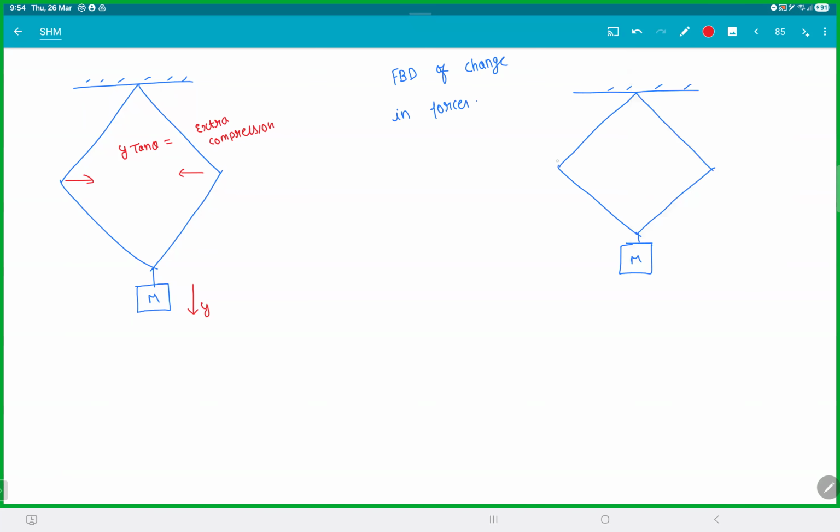So look at this junction here. At this point, we have tension. Again, what is T here? T is the change in tension. Already there is some tension. Now, because you pulled it, the tension changed by some delta T. I'm writing it as T. And the spring here is pushing with k into y tan theta. This is the spring force. Again, this is also change in spring force. All these are changes.